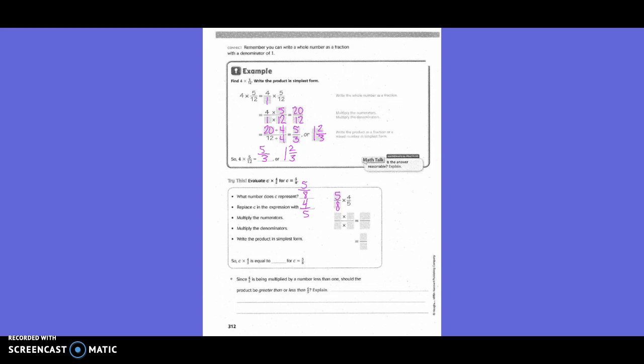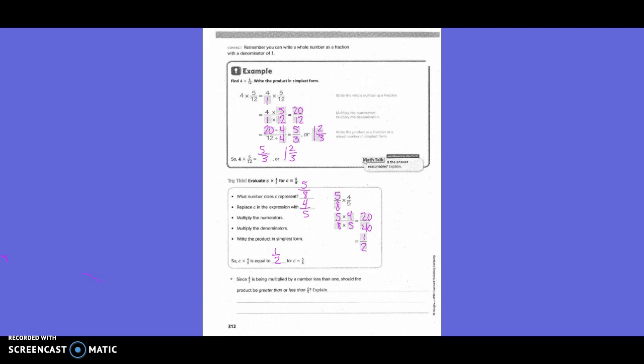And then down here we're going to do the same thing. So 5/8 times 4/5. So it's 5 times 4, 20. What's 8 times 5? 40. What is 20/40th? 1/2. So C times 4/5 is equal to 1/2, for C equaling 5/8.